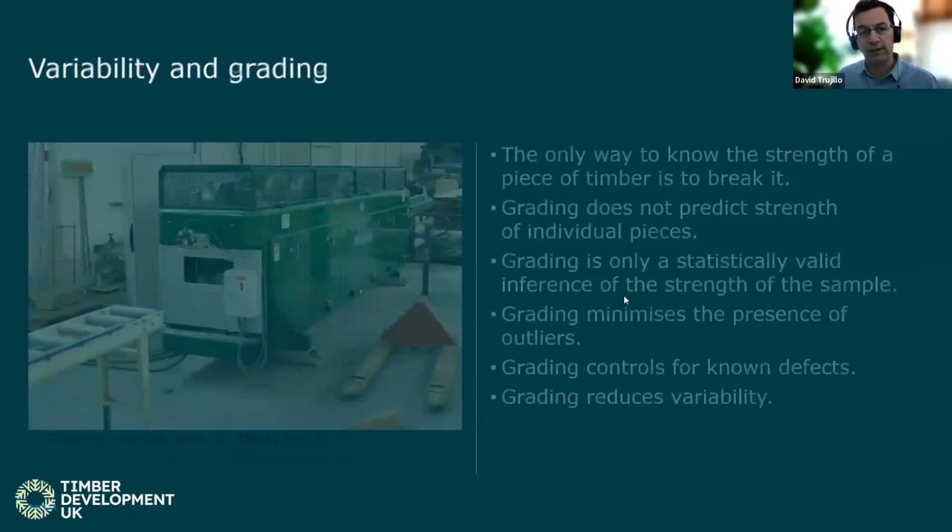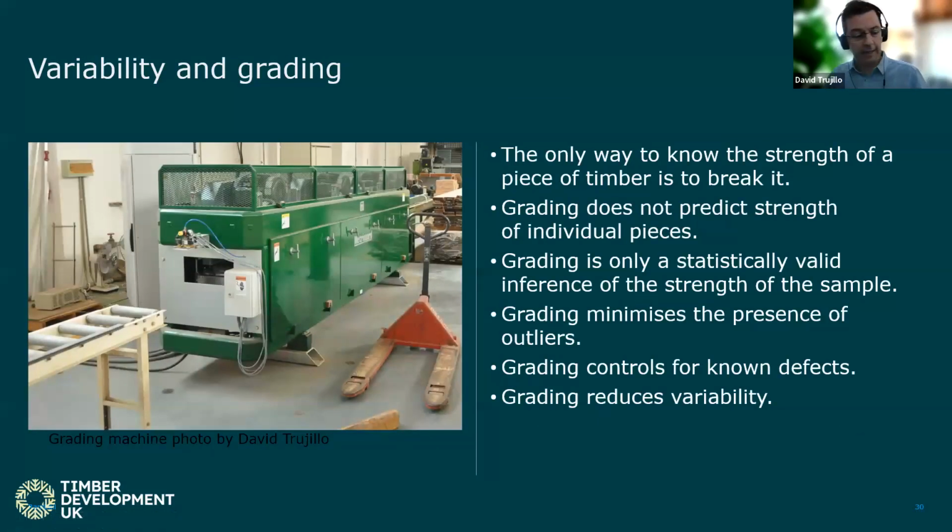How do we reduce that variability? One of the ways to do that is through grading. So we pass timber through a machine and we try to infer the strength of the material. It's only a statistically valid inference. It doesn't tell you exactly how strong the material is because there's only one way to know how strong it is, and it's to break it, which of course wouldn't be any use.